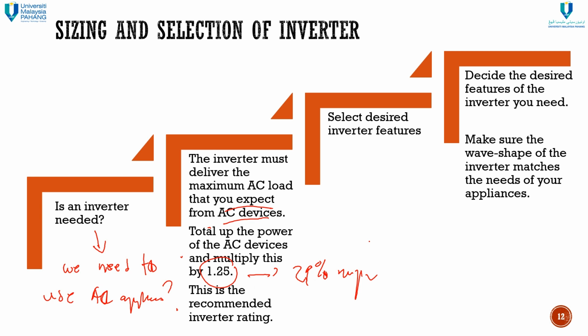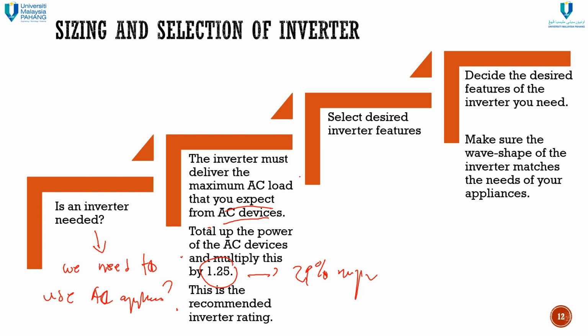Because maybe the calculation is not correct, sometimes there are surges. That's why we take the safety margin, which is the 25% from the original calculated AC load current. So this is the recommended inverter rating.